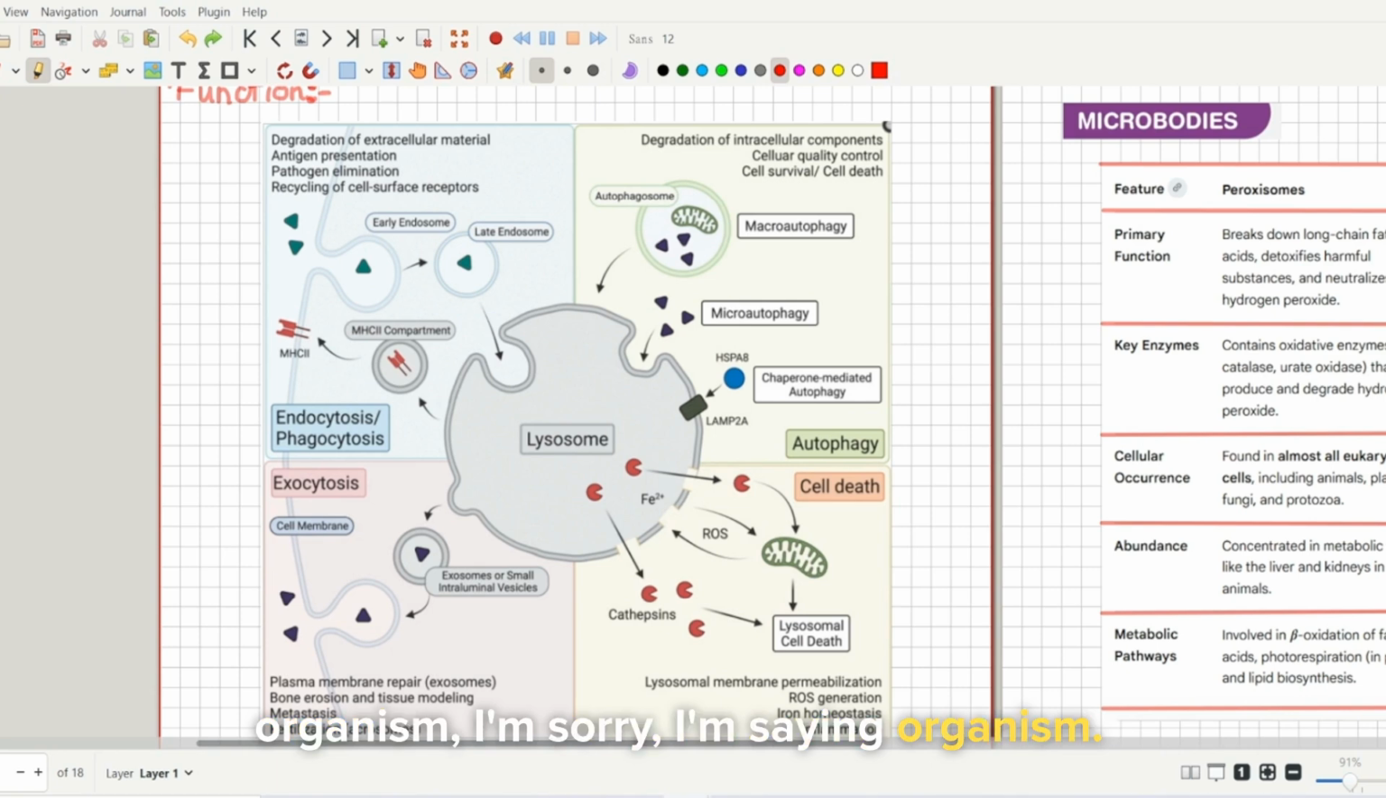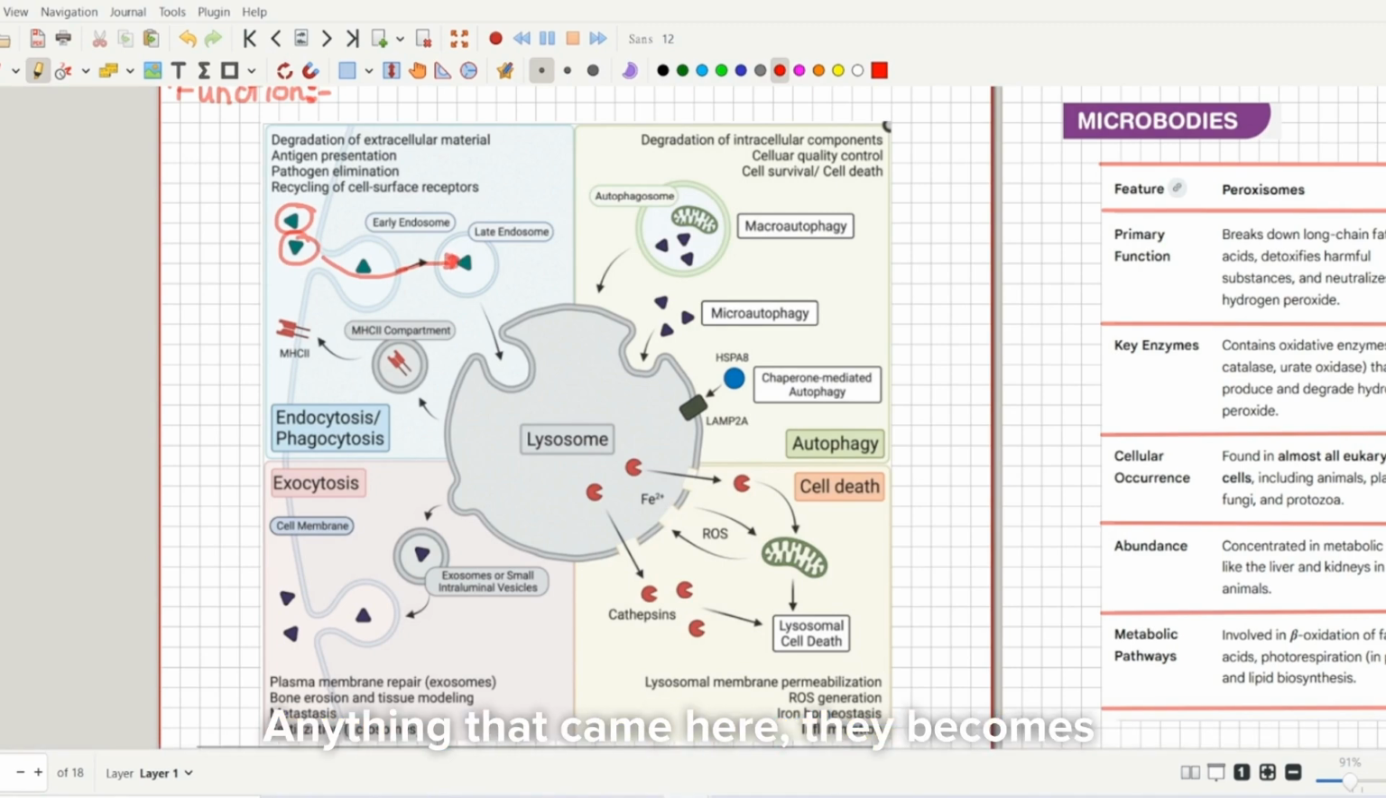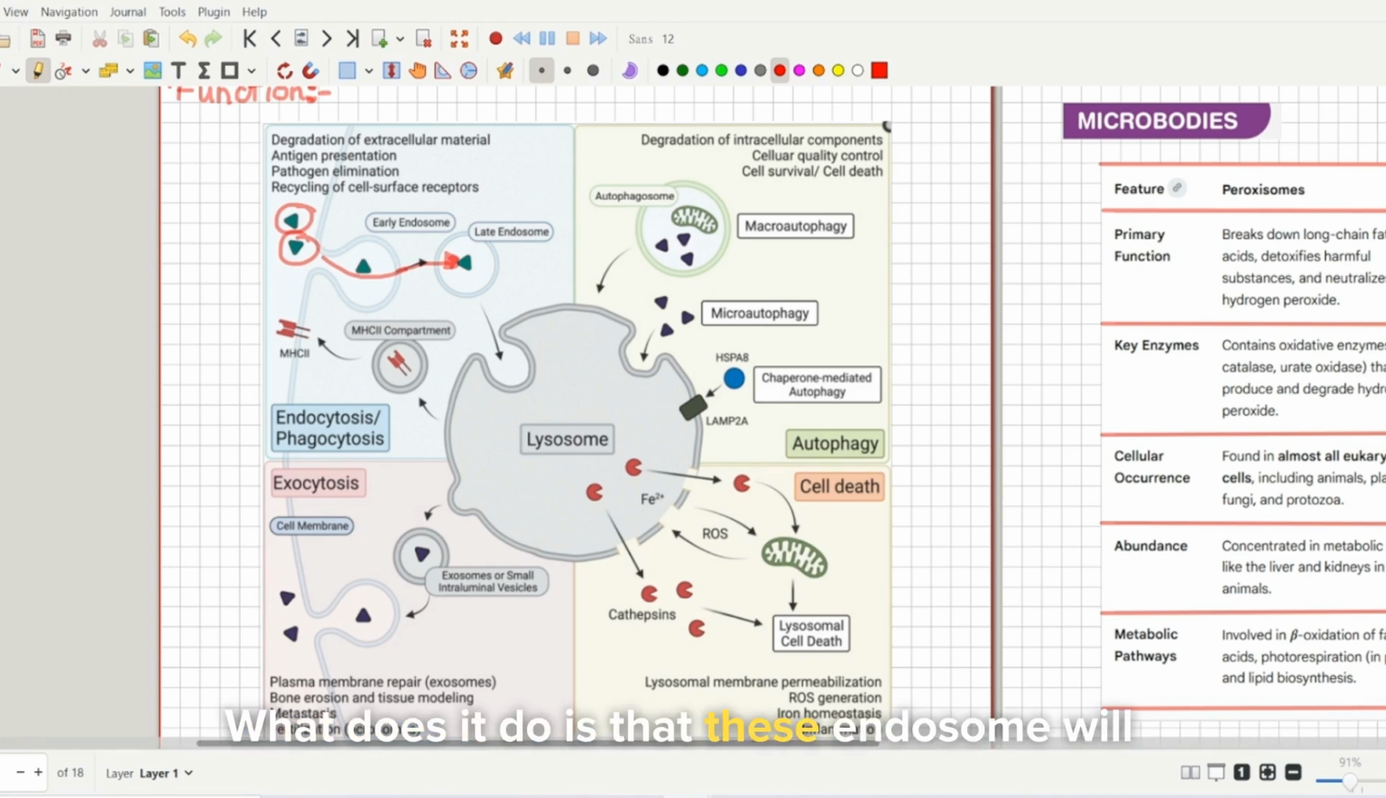for example this was a foreign particle, they entered into the cell through endocytosis and became endosomes. Anything that came here becomes an endosome. What happens is that this endosome will attach with the lysosome. The lysosome will eat them up, so they cause phagocytosis. Phagocytosis literally means eating up anything that is present there.